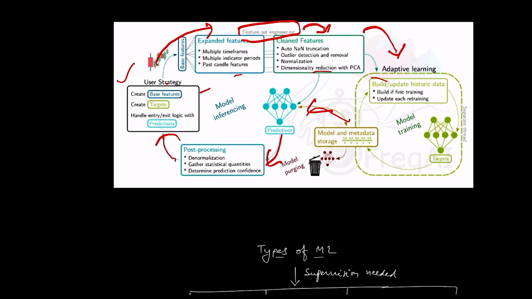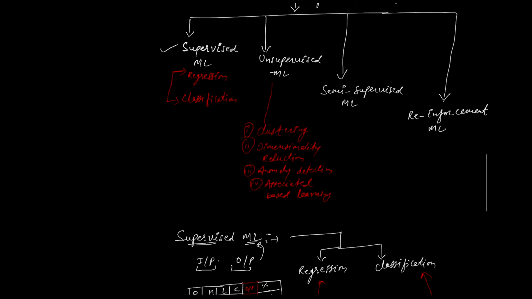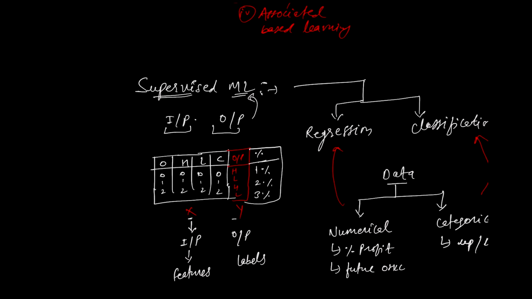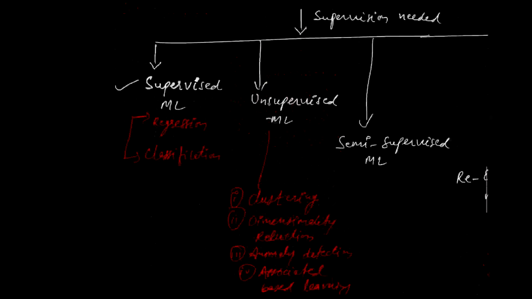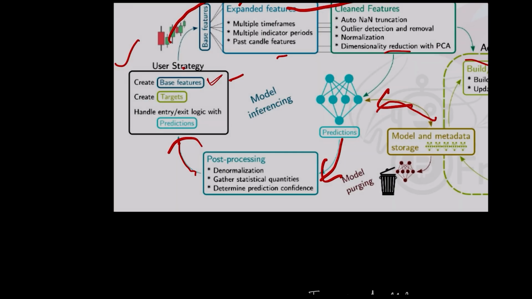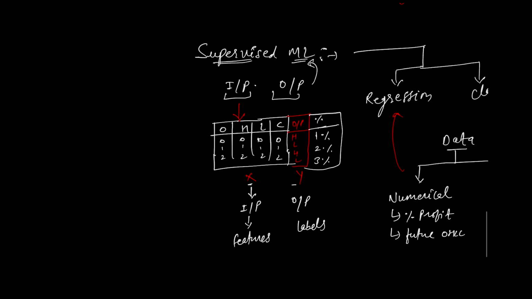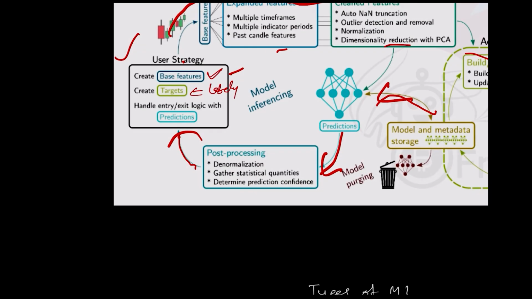Now here you can see the base features, which can be anything, but in this context we have the OHLCV values. These are base features or the input values. Then when we talk about the targets, these are also known as the labels, or the output. The target could be anything. Let's say we want to predict the future profit, or the future candle values. Then we have the predictions. So based on these things, we want to predict the future values.